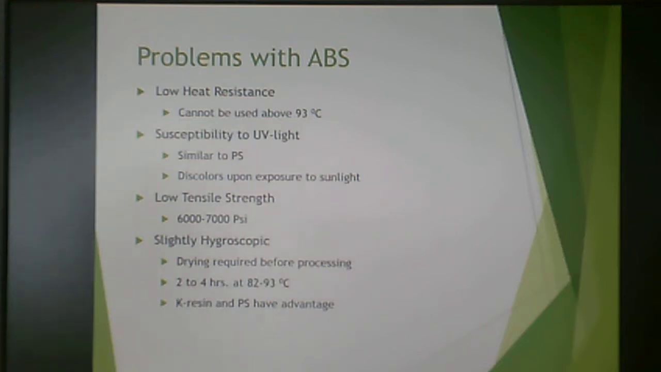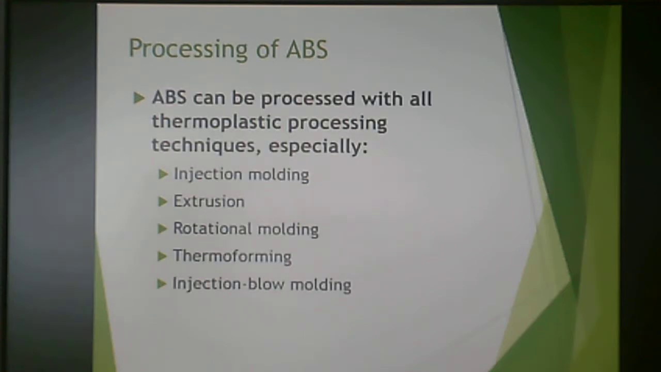When you put in that acrylonitrile monomer, that starts to want to absorb moisture. So this does require drying before processing. Polystyrene and K-Resin have an advantage over ABS in this regard. ABS can be processed with all thermoplastic processing techniques: injection molding, extrusion, rotational molding, thermoforming, injection blow molding.